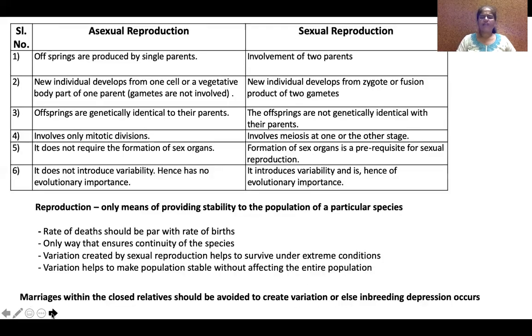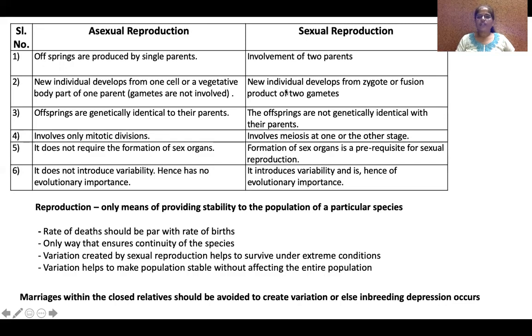Okay. After knowing all these things, now let us see the differences between sexual and asexual reproduction. We have seen asexual reproduction in organisms, plants, and sexual reproduction in plants and animals, right? Now let us see the differences. In asexual reproduction, offsprings are produced by a single parent, whereas in sexual, two parents are involved. Here, in vegetative reproduction, only a part of the plant or tissue is used for the development of a new individual. Gametes are not involved.